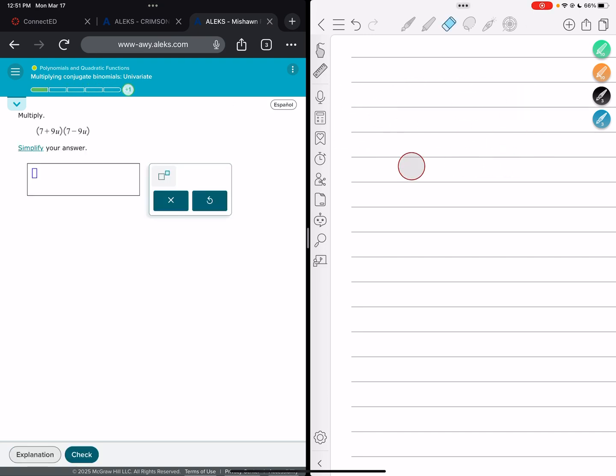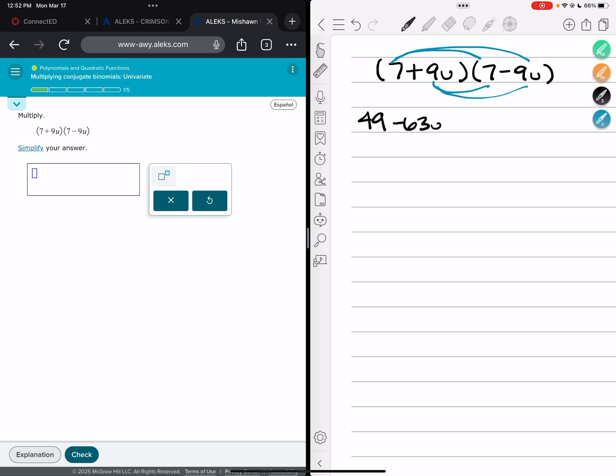Okay, doing this again, we see it's the exact same thing where one's a plus and one's a minus. So we have 7 plus 9u times 7 minus 9u. Again, I'm going to multiply the 7 by both of them and the 9u by both of them. So when I do that, I get 7 times 7, which is 49. 7 times negative 9u, which gives me negative 63u.